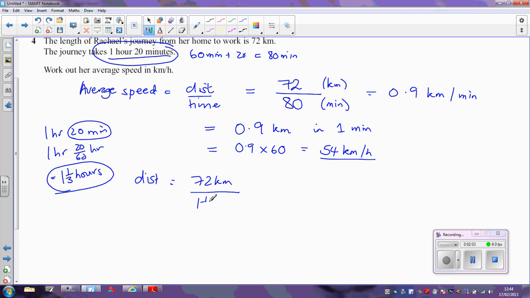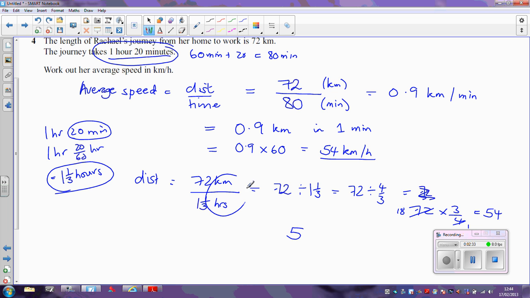So if we now divide by 1 1/3 hours, if we want to do it without a calculator, then we're doing 72 divided by 1 1/3. Well, that's 72 divided by 4/3, which is 72 multiplied by 3/4, because we turn the second fraction upside down and multiply. 4 then goes into 72 18 times. 3 times 18 comes out as 54, and we've already got kilometres and hours, so we have 54 kilometres per hour. You choose the method.